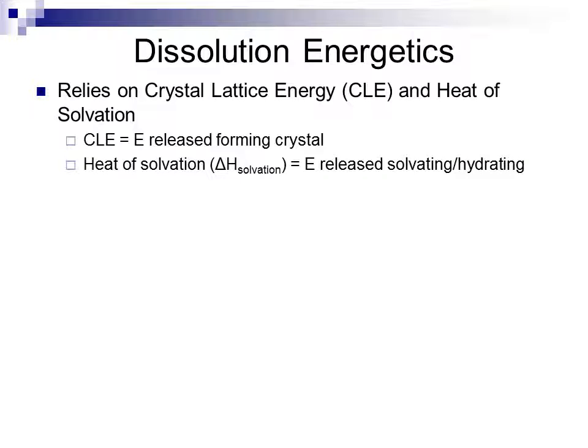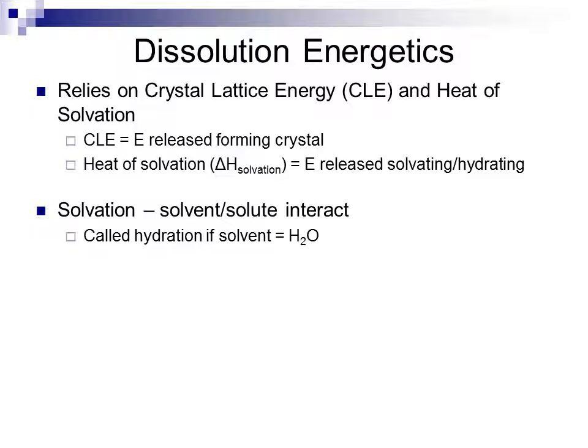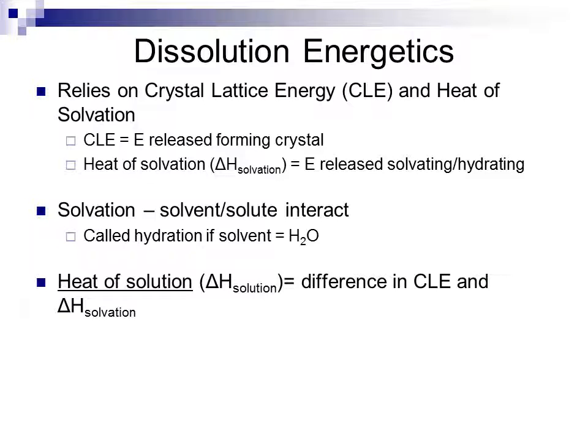The heat of solvation is the energy that is released by the actual dissolution process. So the interaction of the solvent and the solute together, the energy that is released by this interaction, is the heat of solvation. The solvation process is where the solvent and the solute will interact. If I have a solvent that is water, rather than solvation, this is referred to as hydration. So the heat of solution is the difference in energy between the crystal lattice energy and the heat of solvation.